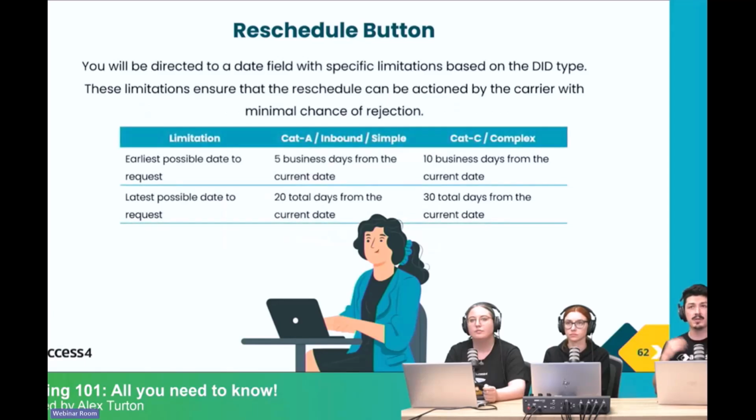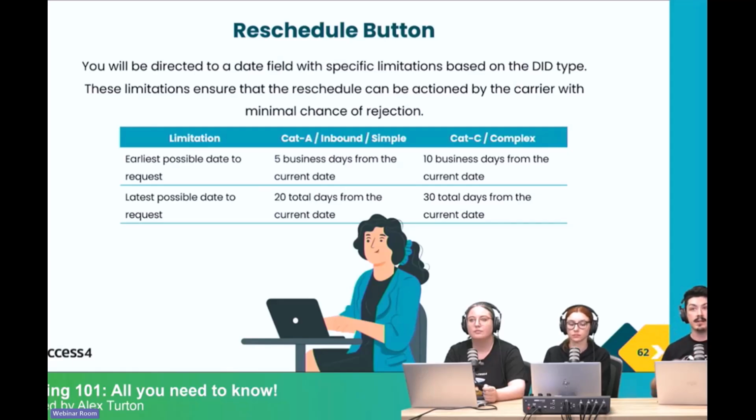So like I said, there are some restrictions on certain types of porting. With Cat A's, inbounds, and simple for New Zealand, the earliest possible date that you can choose for the new reschedule date is 5 business days from when you are currently submitting the reschedule. So if you're submitting a reschedule request on a Monday, the earliest you can choose is the next Monday for the week after, because that's 5 business days. So that's the earliest you can choose from. And the latest possible date you can choose for those porting types is 20 total days. So if you try to choose anything beyond that, it won't let you. But it's important to keep those timeframes in mind for those ones.